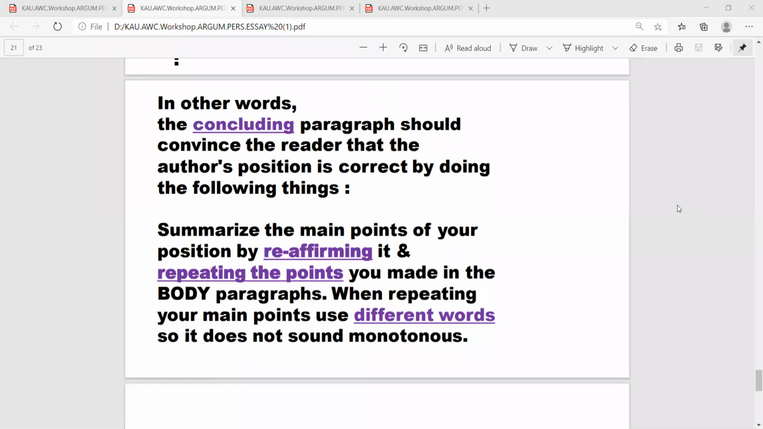Also, you may want to ask the reader to take a stand with you. So one of your last sentences in the concluding paragraph could be, what do you think about what I am saying? Don't you think that my position is quite logical, for example? Don't you think that uniforms should be obligatory because of the statements that I've made, or the supporting statements that I've made, right? Okay.